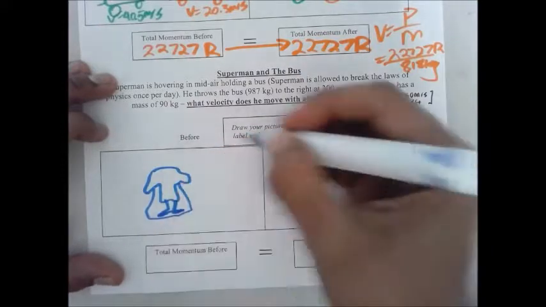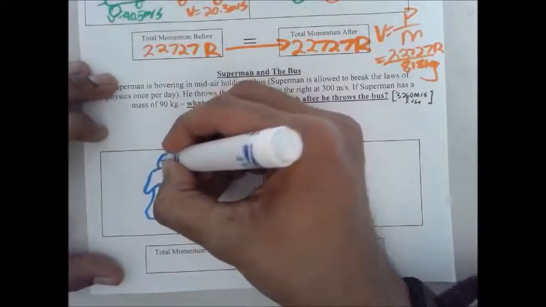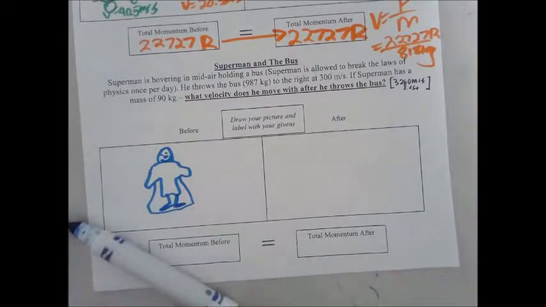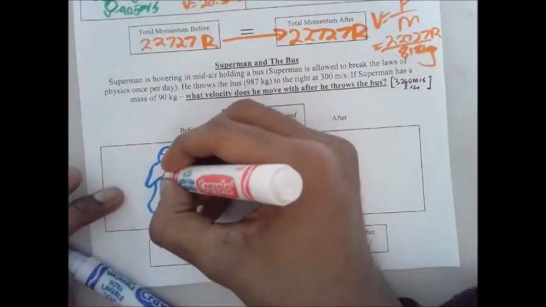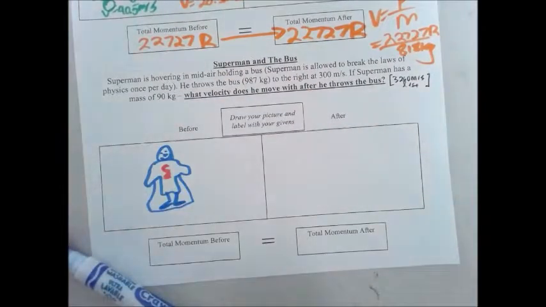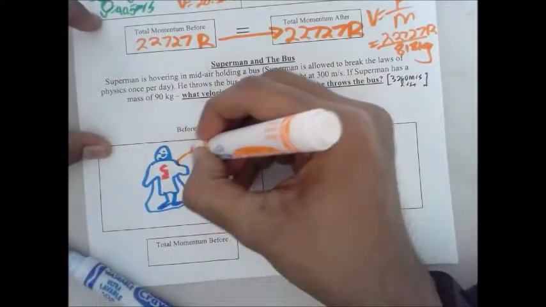Alright, so we got Superman. He's got the red S, right? The iPhone S, the red iPhone S. No. JK.